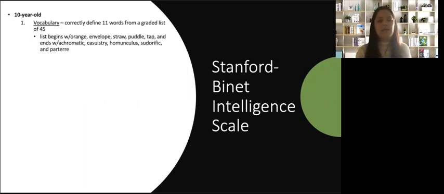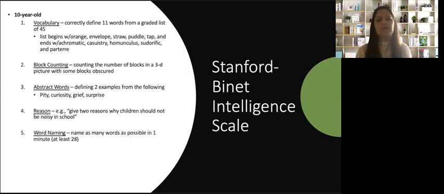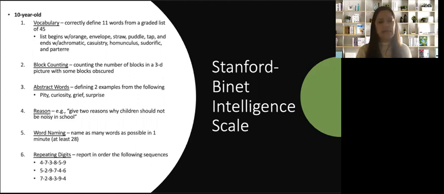All of these scales given to any age groups have the same categories, but the measure in each category differs depending on the age of the individual taking the test. So you're going to have things like vocabulary, block counting, abstract words, repeating digits for a 10-year-old. And then you see the specific questions in each of those categories, right? So for a 10-year-old in the category of vocabulary, for example, they're going to have them define 11 words from a graded list of 45. They have to correctly define 11 of those words to fall into the mental age score of 10, right? And you can look at all of these examples that way.